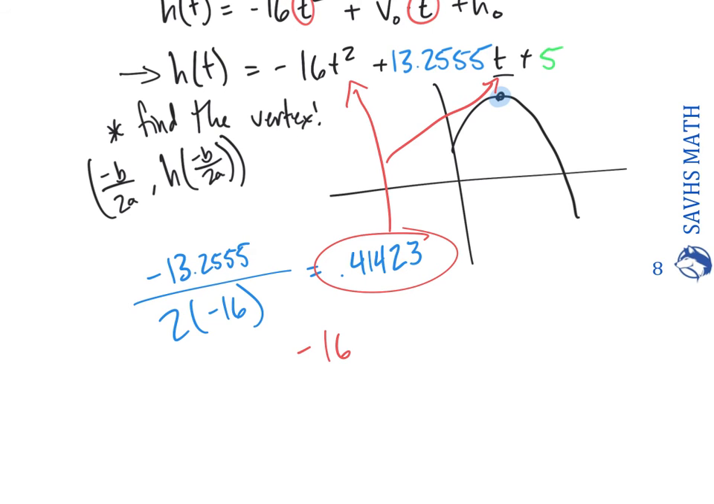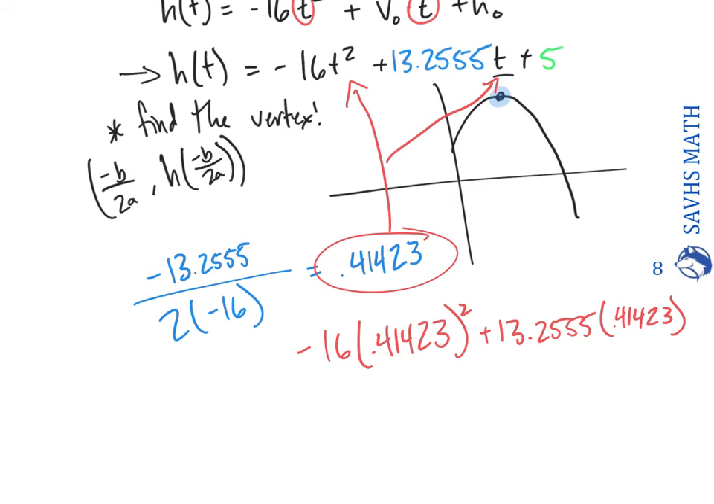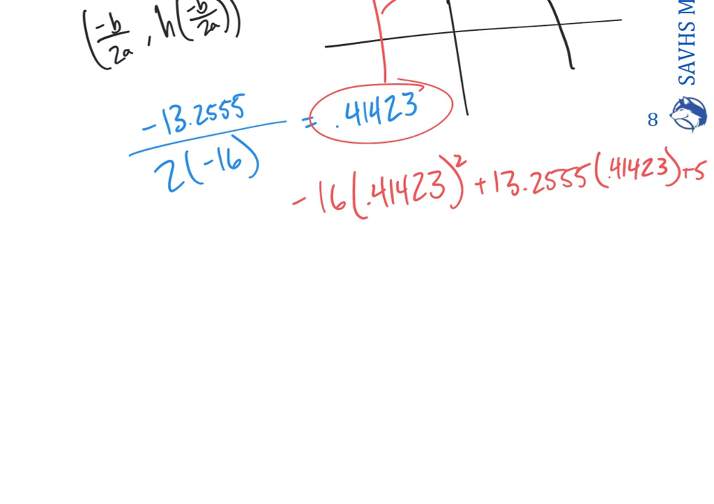So negative 16 t squared plus 13.2555 times 0.41423 plus 5 will give me my answer. I'm going to pause the video just for a second so that I can type that in my calculator and give you the answer. And my answer is 7.745 feet. Okay, so that's pretty close to 7 feet and 9 inches.